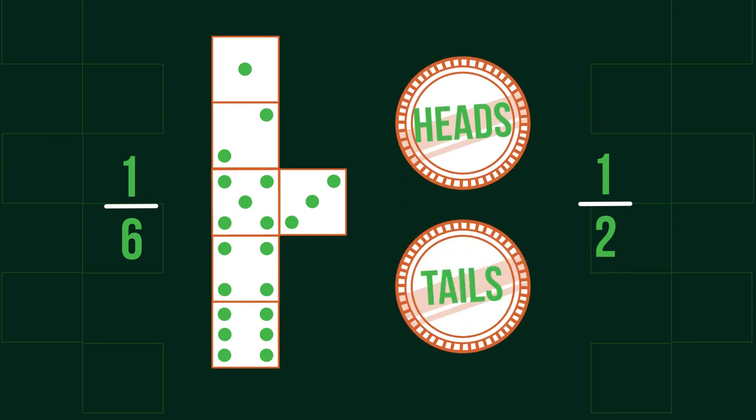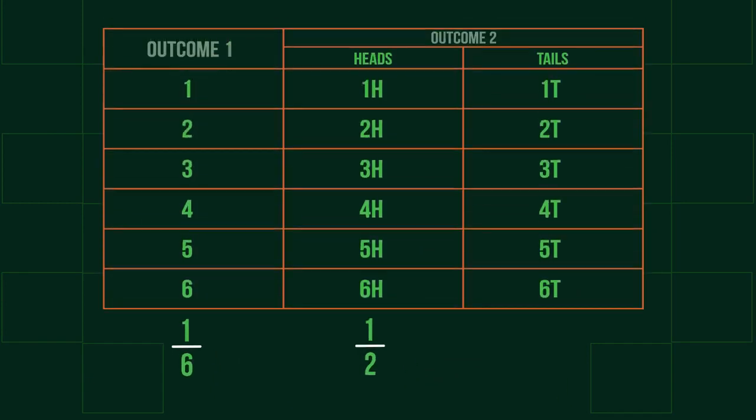The probability of flipping heads on a coin is 1 out of 2, because there are 2 possible outcomes, heads and tails. When we compare these possible outcomes in a sample space, we can see that overall there are 12 combination outcomes. One of these outcomes is the outcome we wanted, a 5 and a head. Therefore, the probability of rolling a 5 and flipping heads is 1 out of 12. This is the exact same value as if we multiplied the two probabilities together. 1 over 6 multiplied by 1 over 2 equals 1 over 12. Therefore, to find the probability of multiple events happening, we multiply their individual probabilities together.